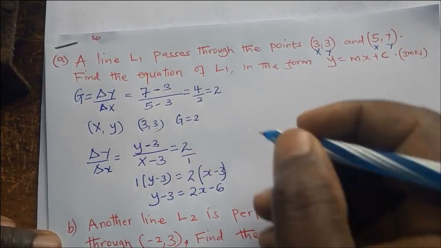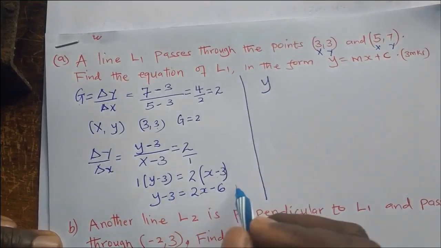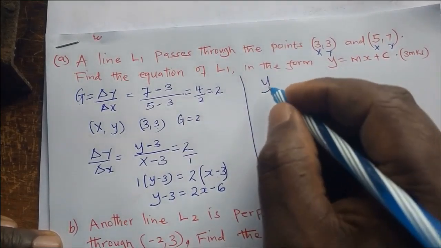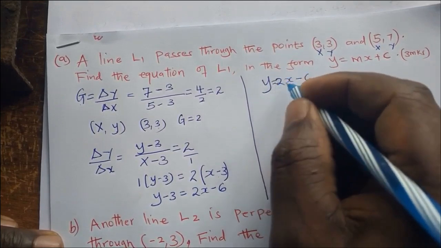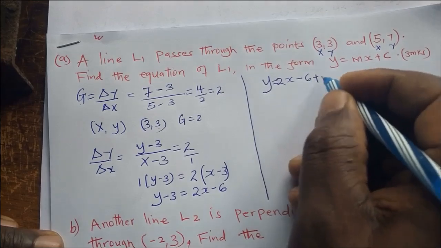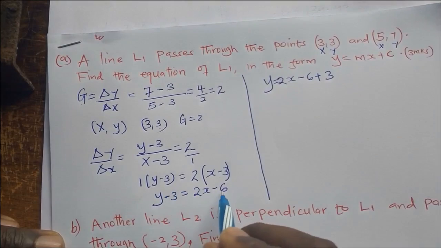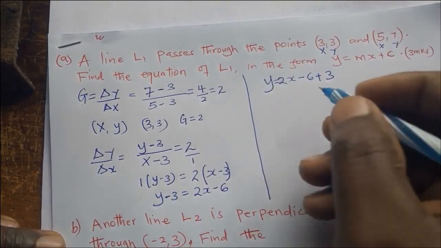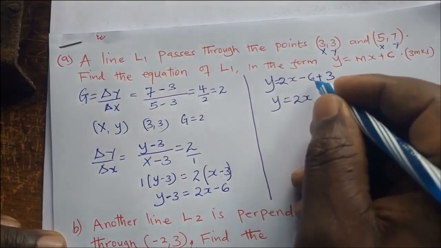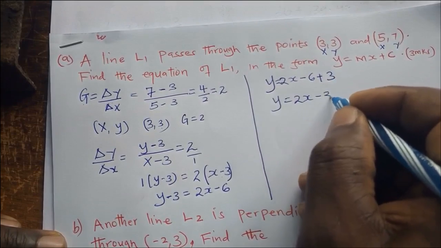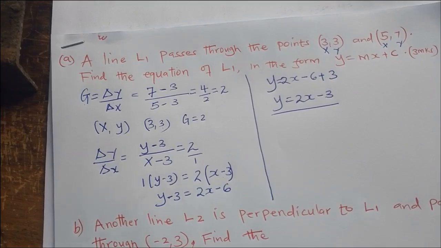You open the bracket. So y, take this to the other side. You have y is equal to 2x minus 6 plus 3. Because this one is negative here, once it crosses the equal sign, it becomes positive. Therefore, y is equal to 2x, negative 6 plus this, the answer is negative 3. And that is the equation of line L1.